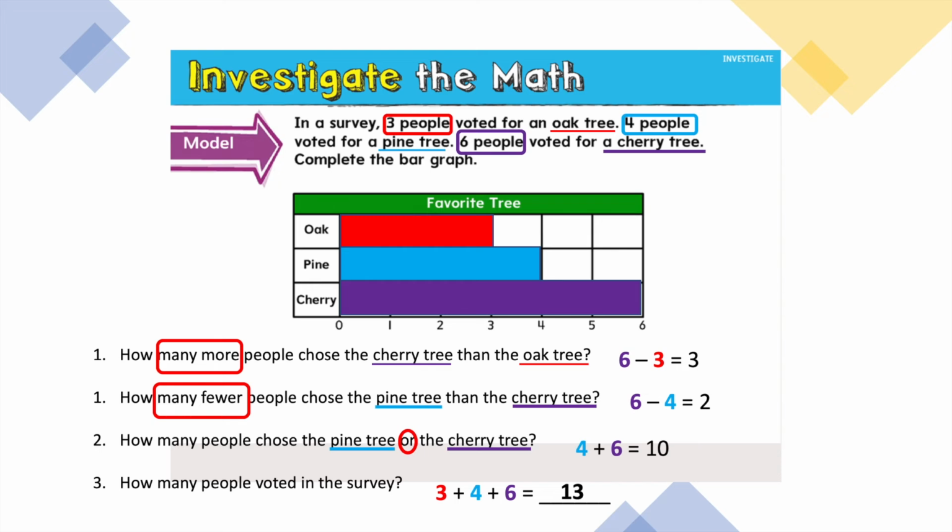Right. Excellent job, mathematicians. Okay, I know it's a lot of information right now. I'm going to take a little moment here. Think about what we just did. So remember, how many more means we're comparing two groups. So we're basically subtracting. How many fewer also means we're comparing. So we're also subtracting those two numbers.